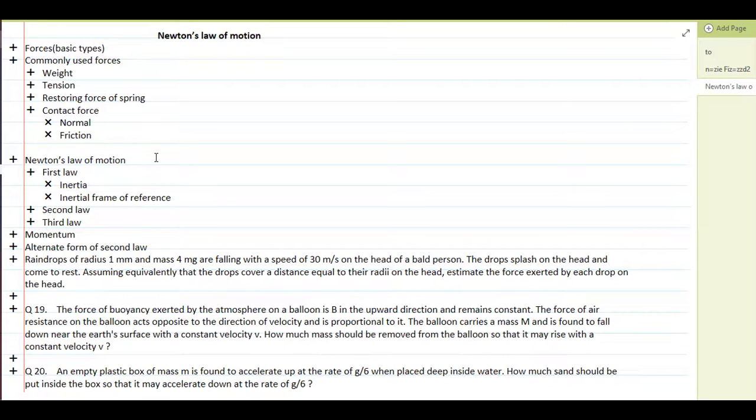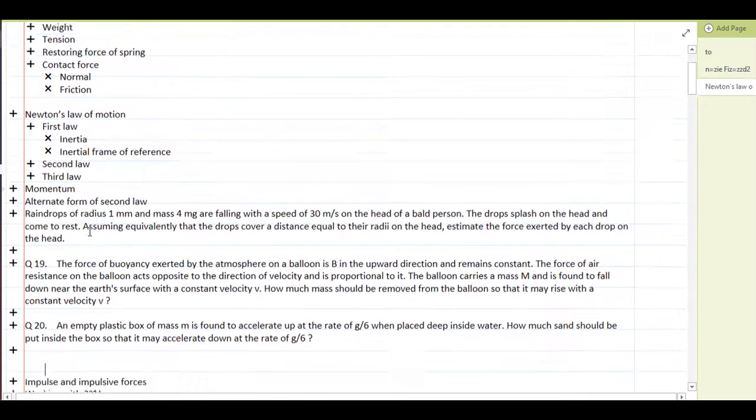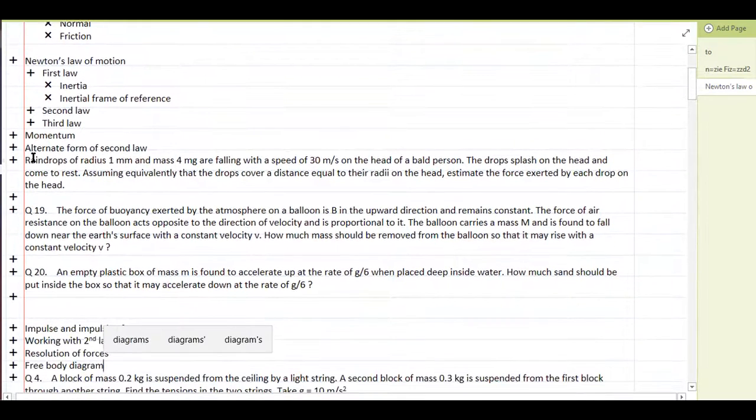After that, we will see the laws of motion, starting with the first law. Along with that, we will discuss inertia. Then we will discuss the second law and third law. Then we will discuss momentum and how it is related. Then we will discuss the alternate form of the second law, which is in the form of momentum change with respect to time.